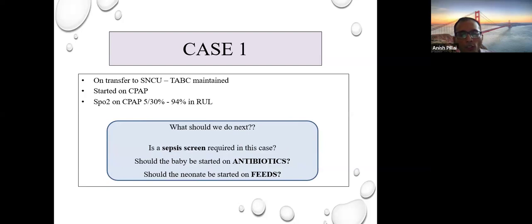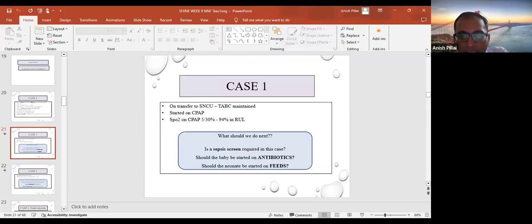How many people want to do a sepsis screen? How many people want to start antibiotics directly? How many people are comfortable to not do anything? And who will want to give feeds? So everyone, please type the answers. Let me see if I can see the chat box. Please post your answers, everyone.